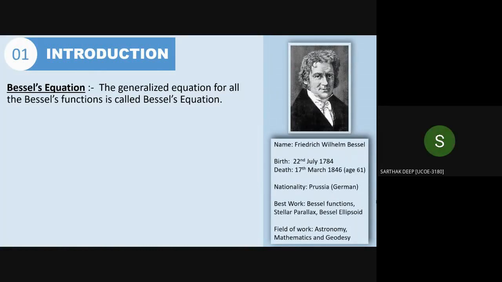Bessel's equation. The generalized equation for all the Bessel's functions is called Bessel's equation. Bessel's equation is x squared y double dash plus x y dash plus (x squared minus y squared) y equals 0, where y is the order of the equation, and we assume y as a real and positive number.